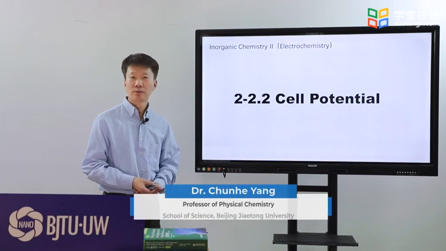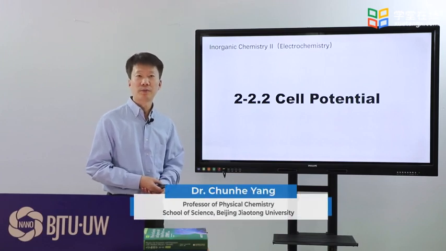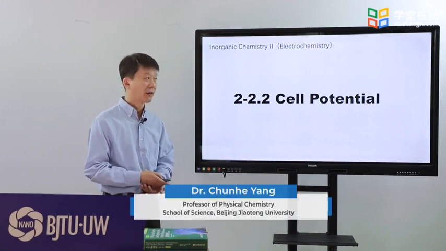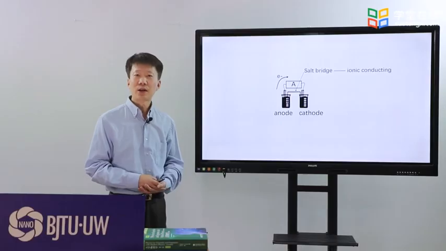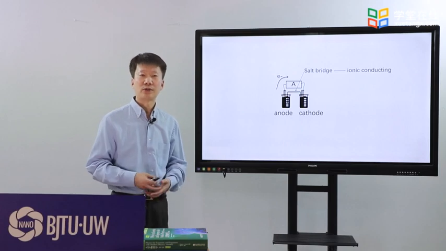The cell potential is the potential difference between the anode and the cathode. When the anode and the cathode are connected, the current will not flow unless a salt bridge is set up. A salt bridge connects the two cells.